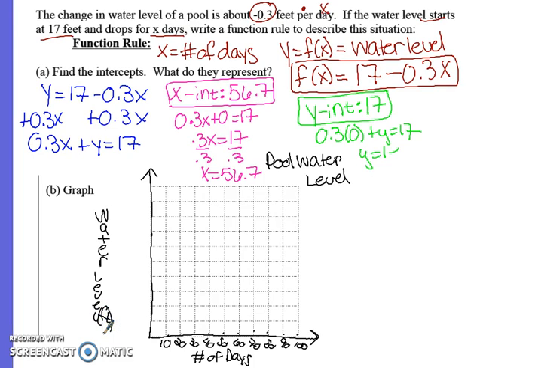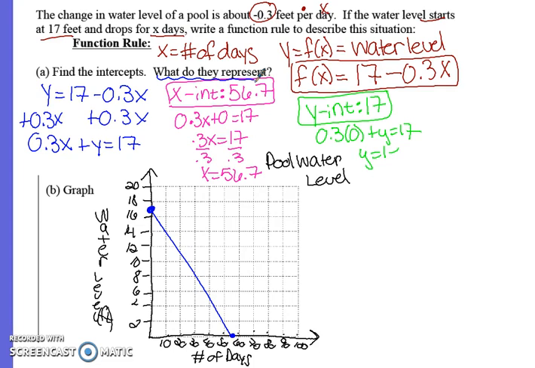My highest y-intercept is 17. So if there's 10 and they need to go up to 17, if I go by 2s, that'll get me to 20. So 2, 4, 6, 8, 10, 12, 14, 16, 18, and 20. Let's plot our y-intercept up here at 17, and my x-intercept about here at 56.7, and connect. Notice there are no arrowheads at all, but now it says what do they represent? We didn't answer that part.